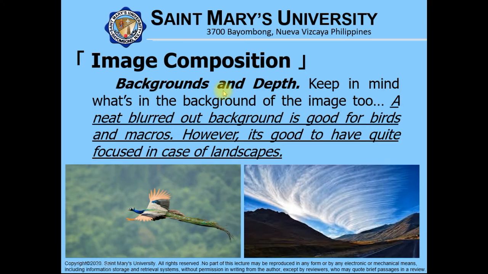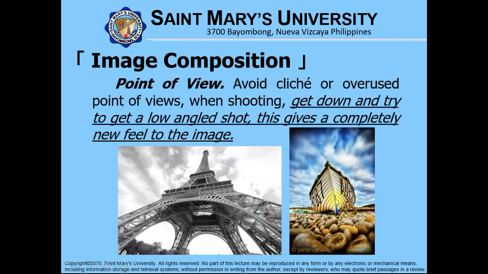So, backgrounds and depth. Keep in mind that the background is also important. A neat blurred out background is good for birds and macros, so close-up features. However, it is good to have a sharp focus in the case of landscape. Kindly consider your backgrounds and depth. For example, if the subject is an animal or a close-up image, use a blurred background. And if it is a landscape or architecture, gardens, use a clearer image. So, point of view: avoid cliche or overused points of view.